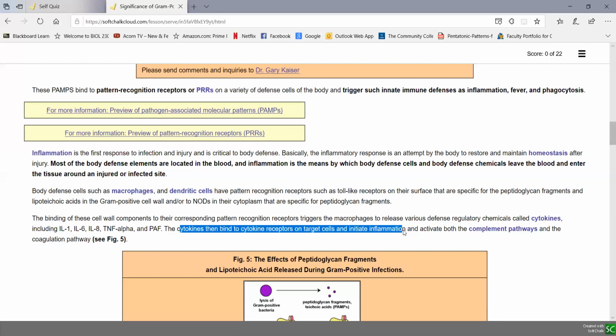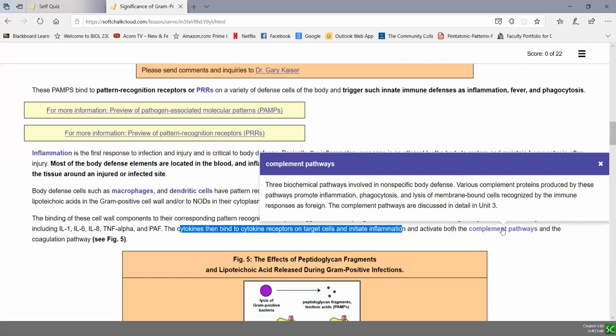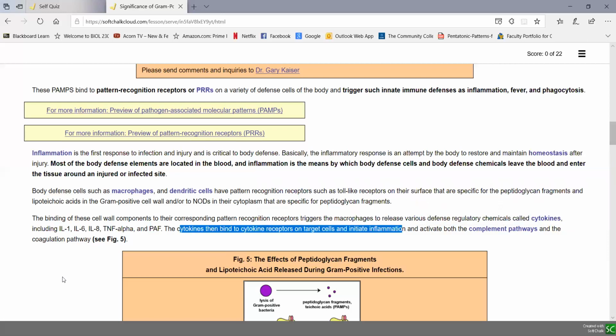that's going to allow us to deliver defense cells and defense chemicals at the injured or infected site. Now, they also activate the body's complement pathways that we'll learn about later on. This is another part of innate immunity. And they also activate the blood clotting pathway, or coagulation pathway, another part of our body defense. So these cytokines play a big role in delivering defense cells and defense chemicals to the area, and activating other body defenses like the complement pathways and the coagulation pathways.